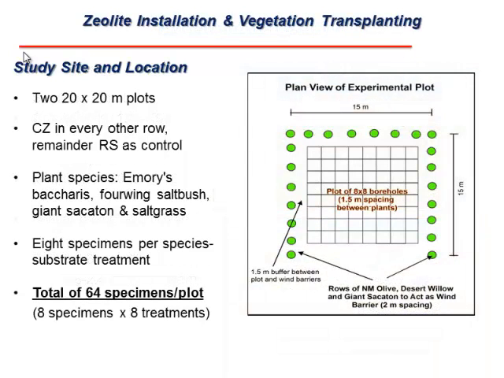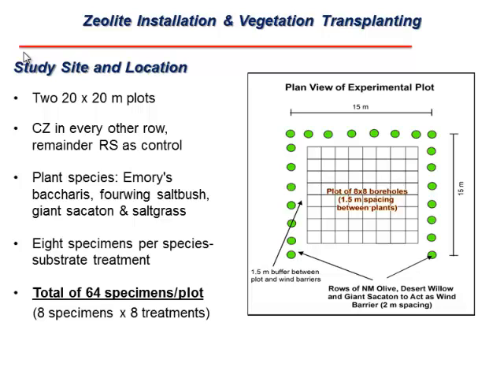Okay, for the experimental design, we used 2 plots of 20 by 20 meters, and we designed an 8 by 8 matrix. Every other column contains the zeolite boreholes, which I'll explain in a minute how we installed. And the other ones were called riparian soil, or RS, as control.